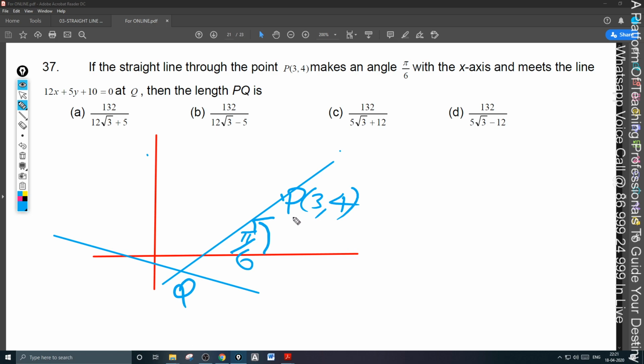We will create every point, any point, on this line which is passing through P, and let me say this PQ as r. Then if I take PQ as r, what is the point on this line? Because the angle pi by 6 is given, I can write this point like this: 3 plus or minus r cos 30, which is root 3 by 2, and 4 plus or minus r sin 30, which is 1 by 2.